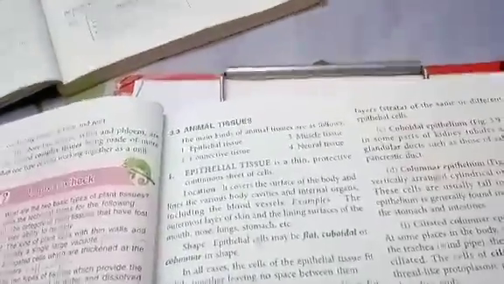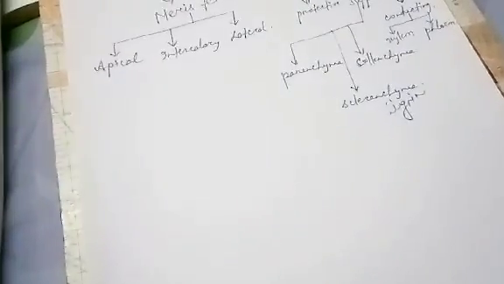Now coming to the animal tissues. So what is that animal tissue? As in plant tissue, the group of cells performing specific functions, like that in animal tissues also, the different groups of cells perform a specific function. And the schematic presentation of animal tissues is, animal tissues are classified into, number 1, what is that?